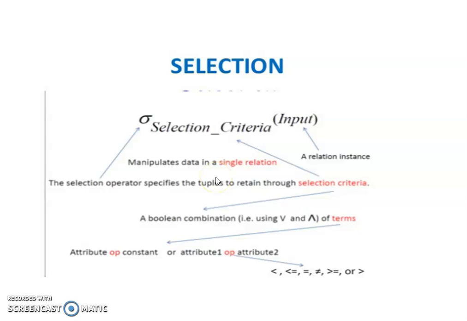Suppose, for example, sigma category equal to electronics, and in brackets the input is store. The output is that it will select the records from the store table of category electronics and, for example, price is 150. So this is the example of selection.